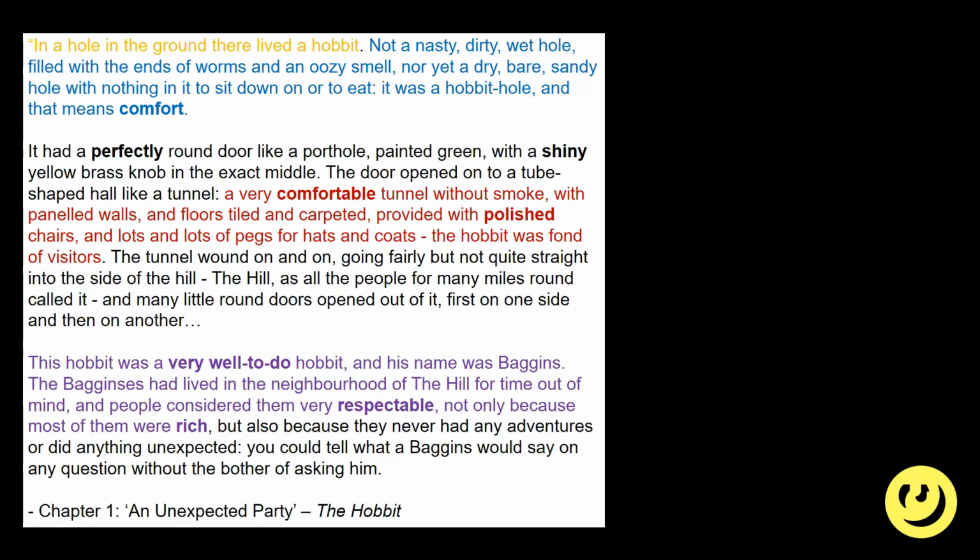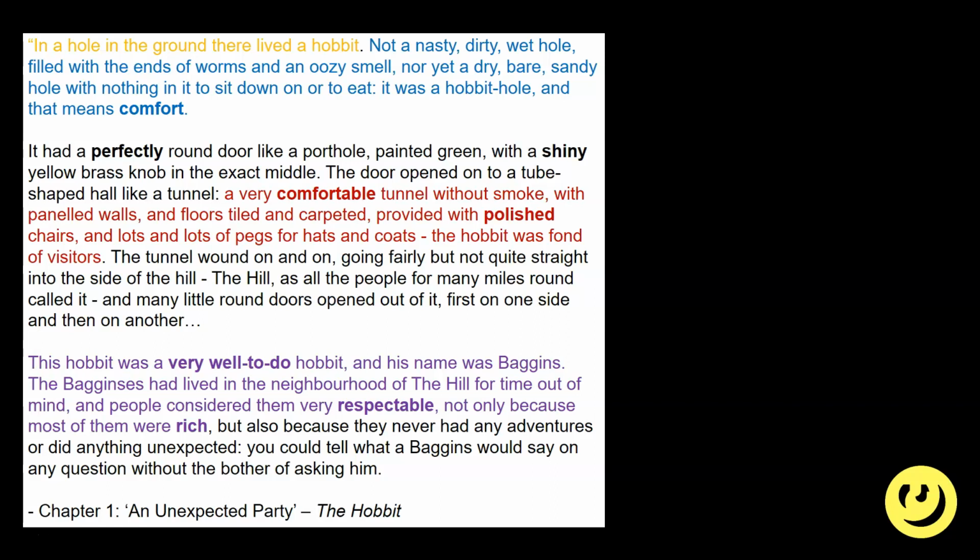It had a perfectly round door like a porthole, painted green with a shiny yellow brass knob in the exact middle. The door opened onto a tube-shaped hallway, a very comfortable tunnel without smoke, with panelled walls and floors tiled and carpeted, provided with polished chairs and lots of pegs for hats and coats. The hobbit was fond of visitors. The tunnel wound on and on, going fairly but not quite straight into the side of the hill. The Hill, as all the people for many miles round called it, and many little round doors opened out of it, first on one side and then another.